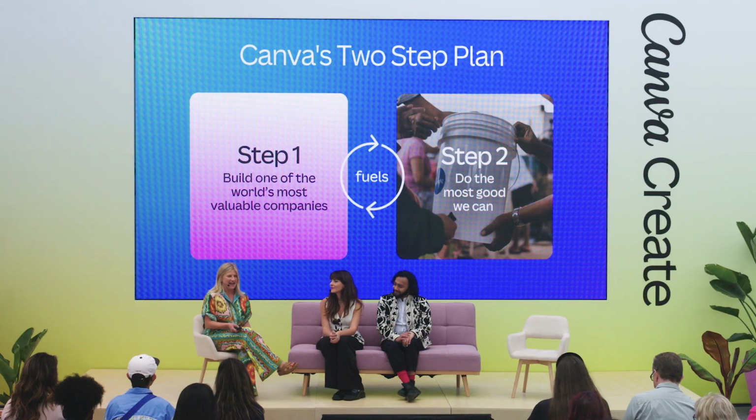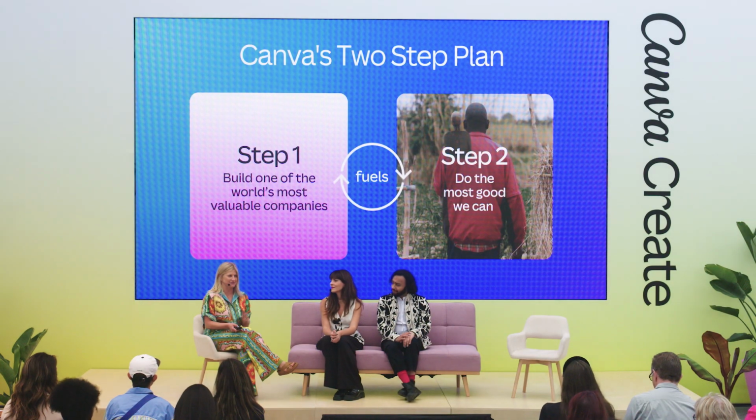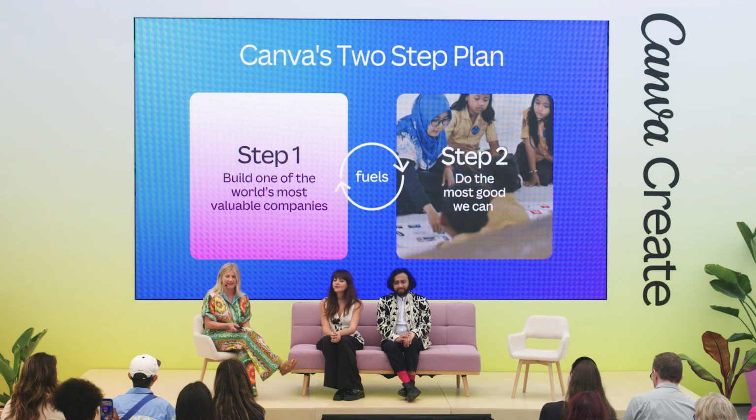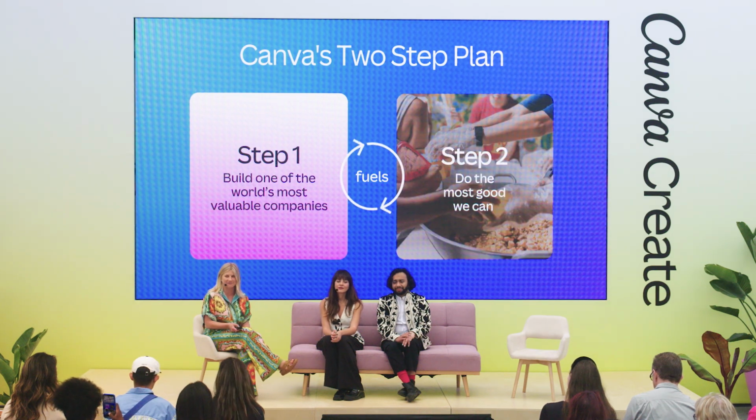It's so great to have you both here. Like I said, my name's Robyn, and in my role at Canva, I lead our foundation and our social impact work, where I get the incredible privilege of working with change makers like Hitesh and Diana every day. And like you heard in the keynote just before from Mel, we often call our social impact work at Canva our Step 2 work, which is part of our two-step plan, where Step 1 is to build one of the world's most valuable companies, and Step 2 is to do the most good that we can.